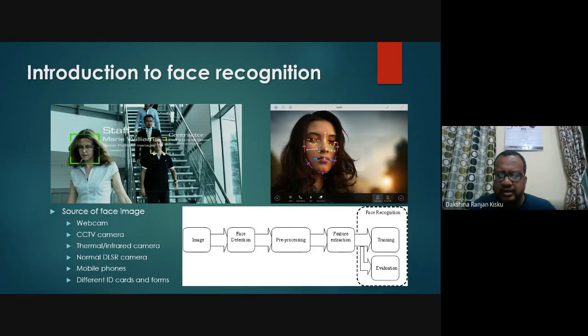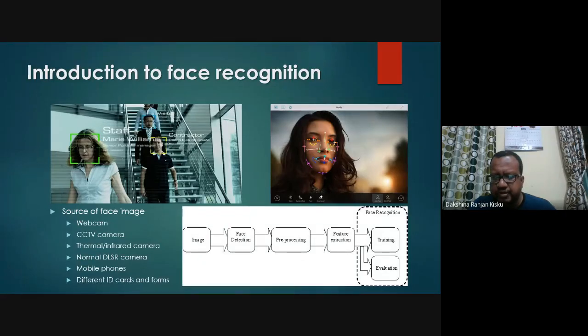Therefore, we can remove some subsystems, or we can simplify the process in the face recognition system. So the application requirement is very important. Depending upon the application requirement, or the situation where the face recognition system will be used, we can increase or reduce the design complexity, and accordingly subsystems will be added or removed from the face recognition system.